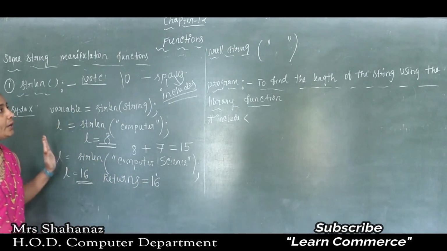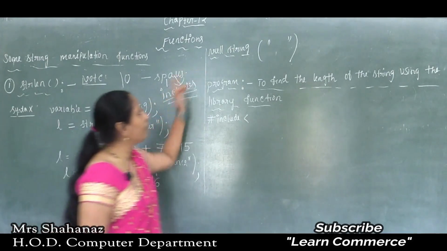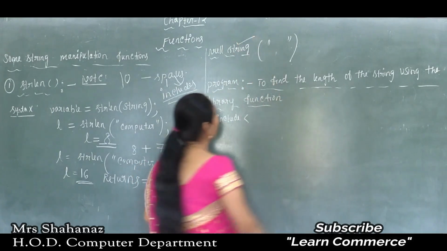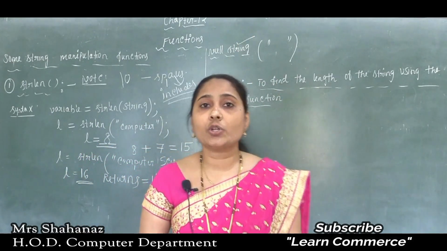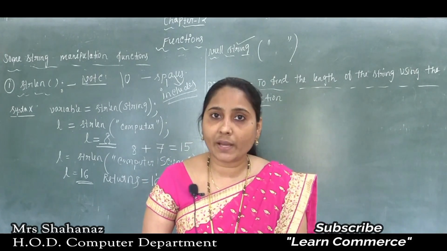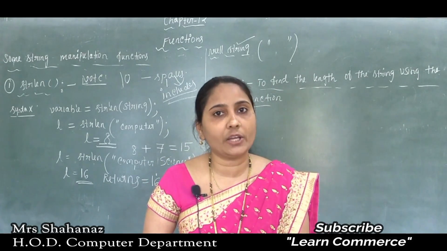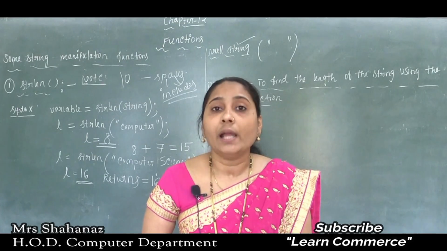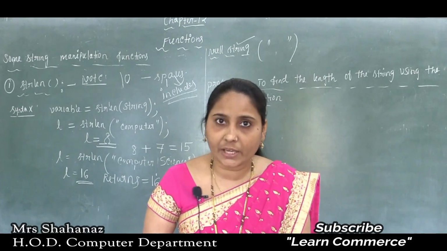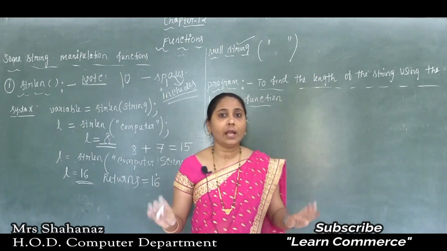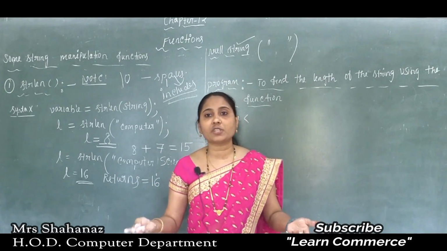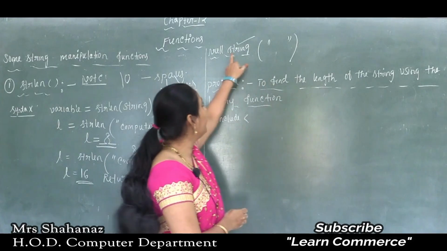Clear, no? Now after completing strlen, let's look at the meaning of the null string. What do you mean by a null string? Here we can say it is a string of length 0. So what is the length of this string? The length of this string is equal to 0. That means no character is there in the string. The string of length 0 is called the null string.